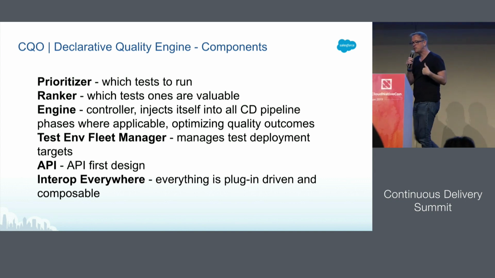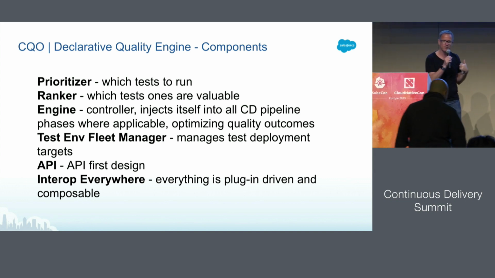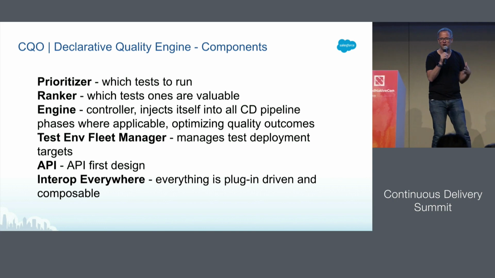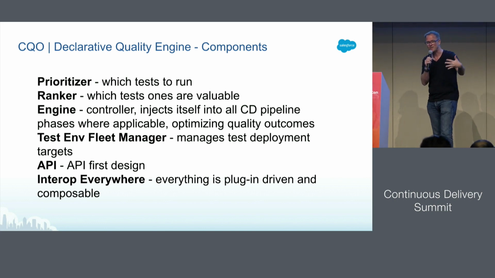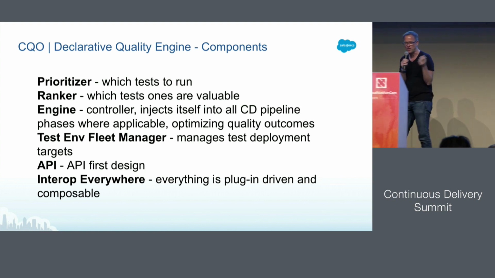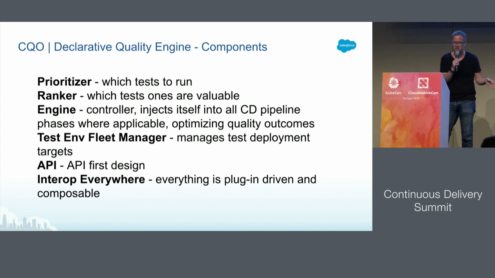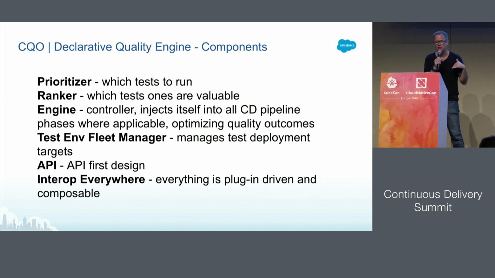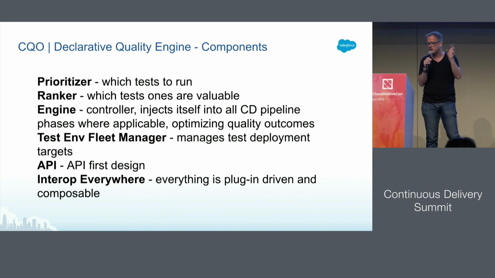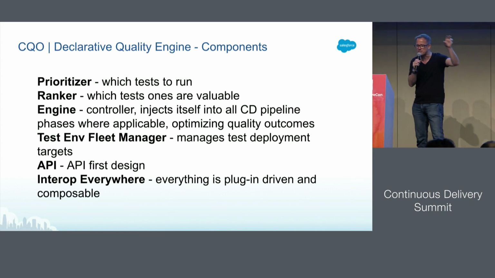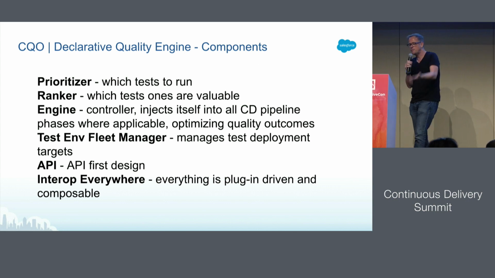We may want to be able to say which tests are better or not. Okay, not all tests are of equal value just on their face. So there are high-quality tests that actually assert things, that actually run through the right parts of the code base, that run quickly. And there are low-quality tests. Okay, we ought to be able to rank those and choose them based on their rank. We ought to be able to have an engine, which is kind of like a controller, that can inject the right sets of tests into the right phases of the CD pipeline, according to whatever kind of quality outcomes we're looking to get. We need something to manage our test environments.